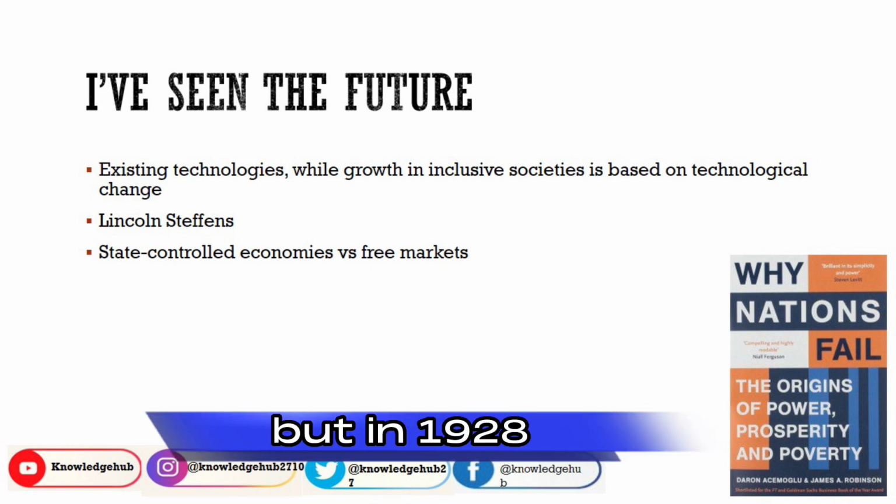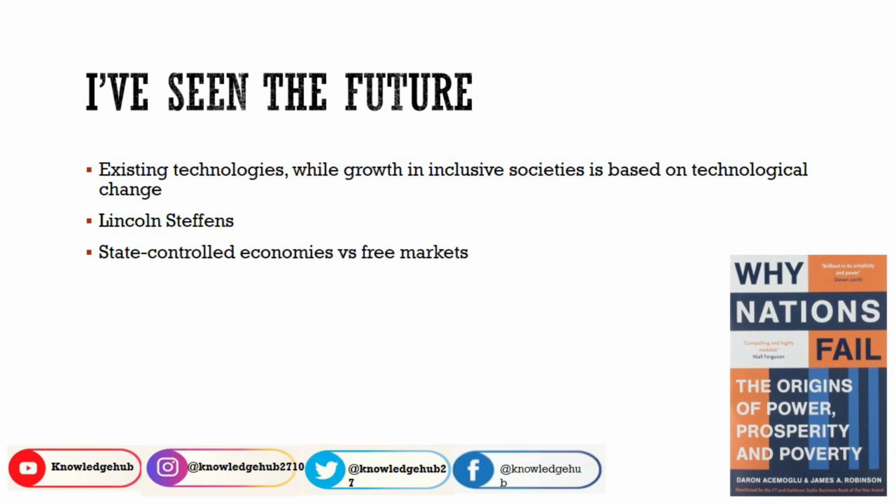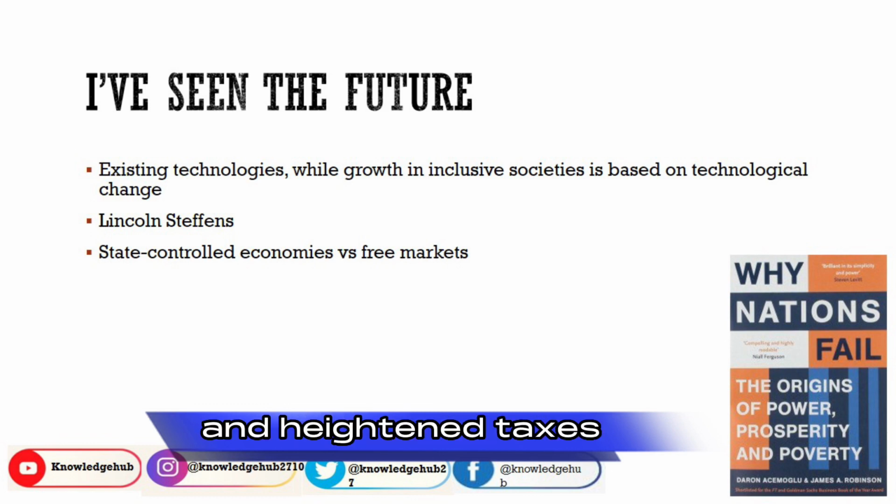But in 1928, Lenin's successor Stalin collectivized all farmland and hiked up taxes to fund the Soviet economic industrialization, which caused a severe famine and killed millions. But the Soviet Union was still growing quickly. So how was a state under extractive institutions growing?